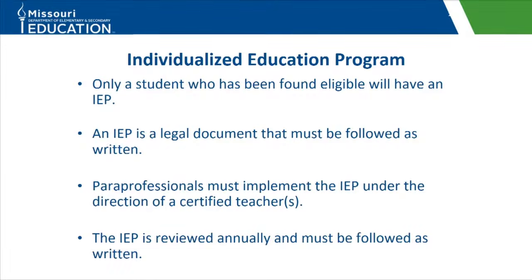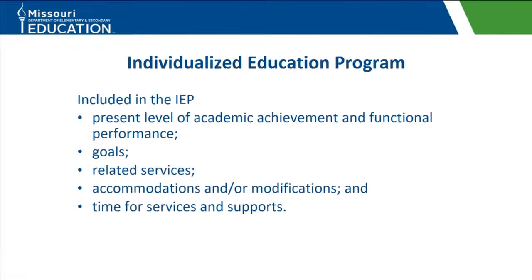An IEP is a legal document that must be followed as written. Paraprofessionals must implement the IEP under the direction of a certified teacher. The IEP is reviewed annually and must be followed as written. Included in the IEP will be the present level of academic achievement and functional performance, goals, related services, accommodations and/or modifications, and time for services and supports.